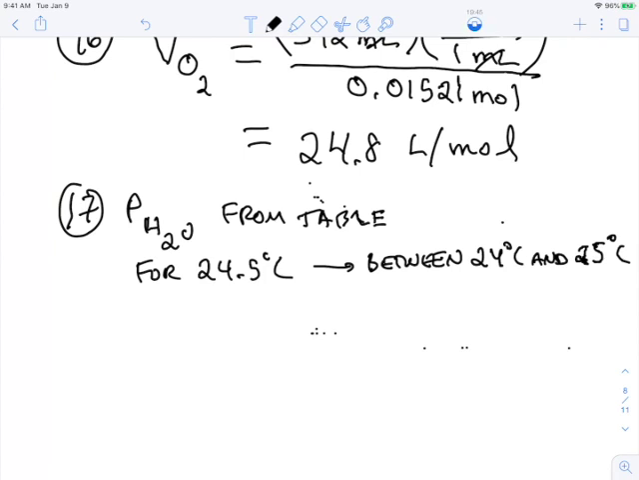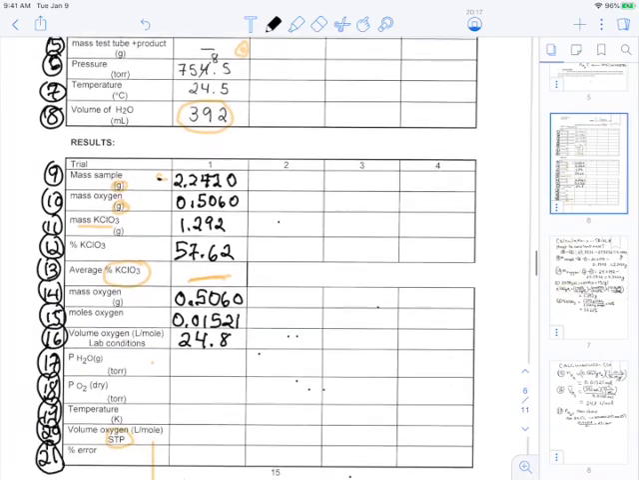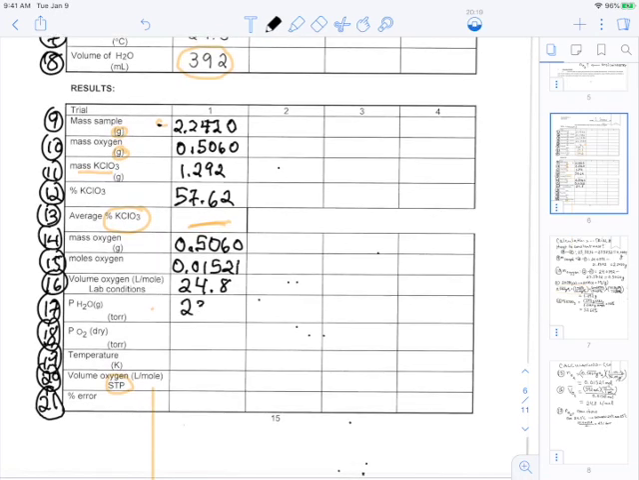I'm going to have to look up those numbers. If you look at that table, 24 is 22.4, 25 is 23.8. So I'm going to take the half point of those, and this comes to be 23.1 torr. And that is the number that I'm going to put back here, 23.1 torr.